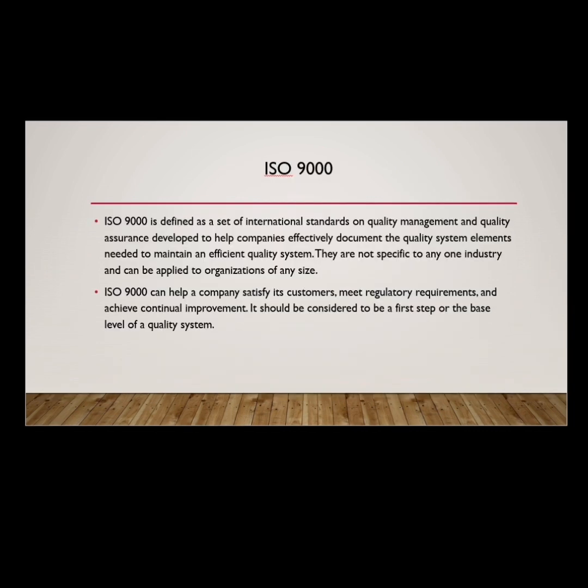The next is ISO 9000. It is a series of standards developed and published by the International Organization for Standardization, which is ISO. It defines, establishes and maintains an effective quality assurance system for manufacturing and service industries. It is a set of internationally recognized standards for quality assurance and management.